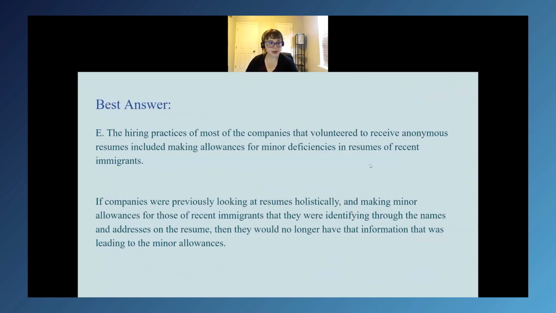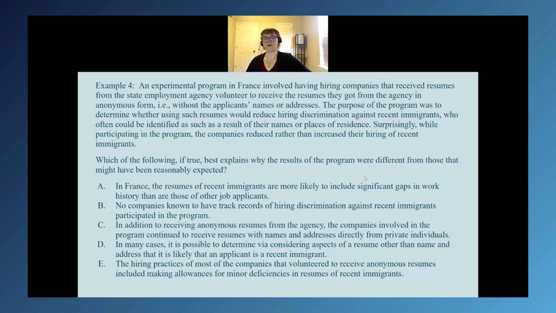Oh, that's that one. What if they were hiring recent immigrants before only to complete their diversity programs, so they might have ignored the gaps in work experience given that they would be diversity hires, for choice A? Let me look.